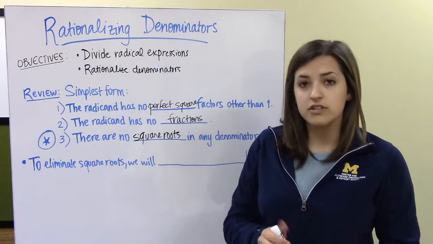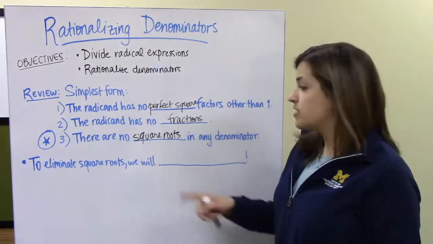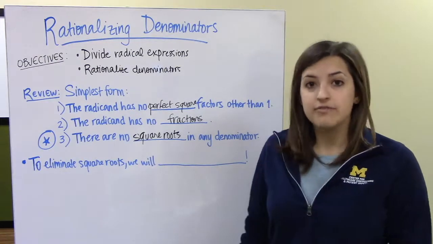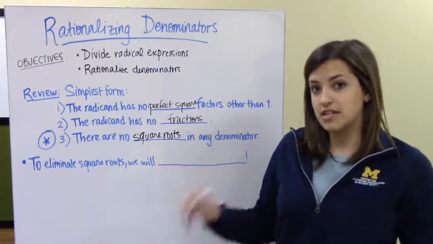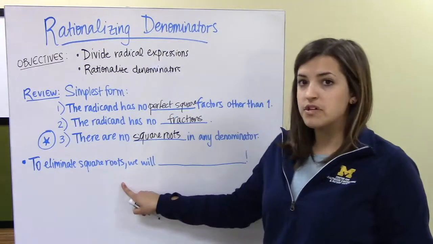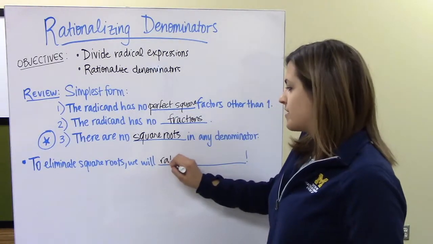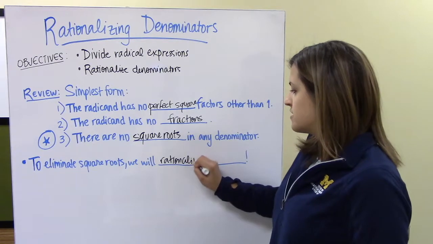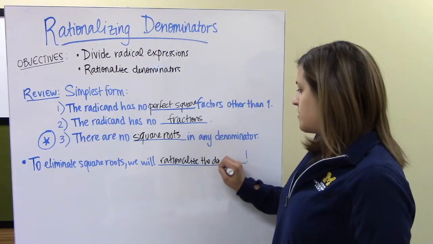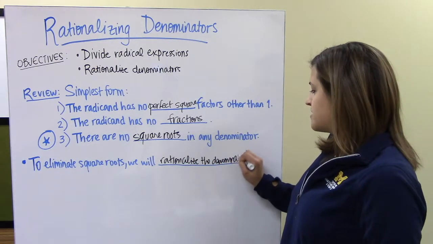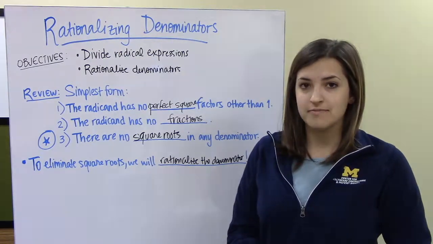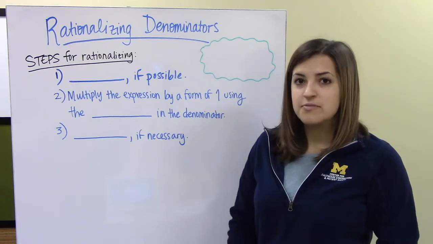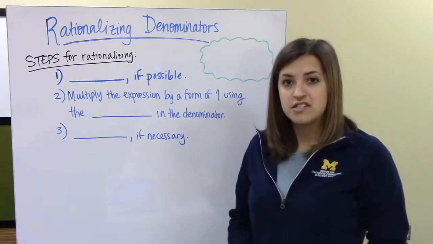Oftentimes, when you divide radical expressions, you end up with a square root in the denominator. So the way to get rid of that, and the way to put it in simplest form, is to rationalize the denominator. So to get rid of that square root, we will rationalize the denominator. All right, let's look at how we're actually going to do that, and then we'll do some examples.